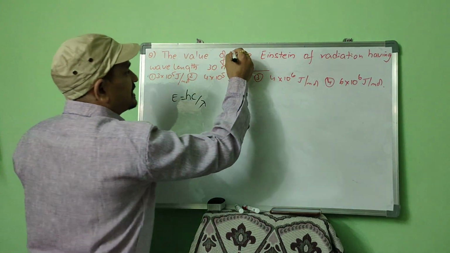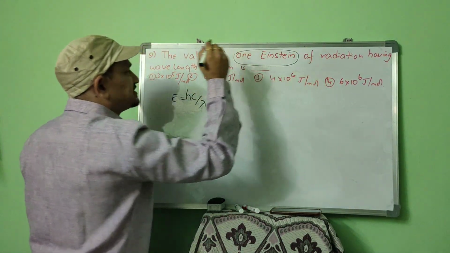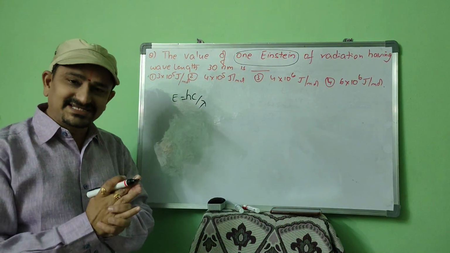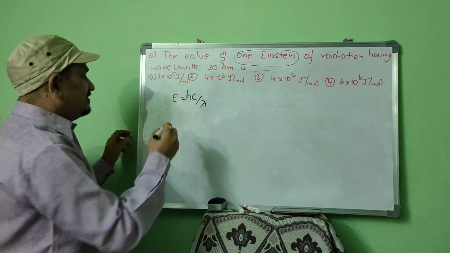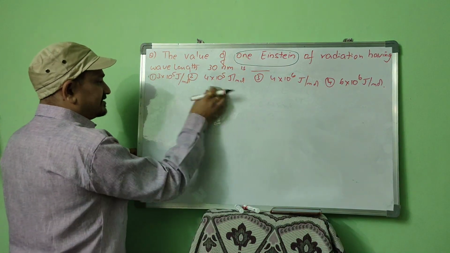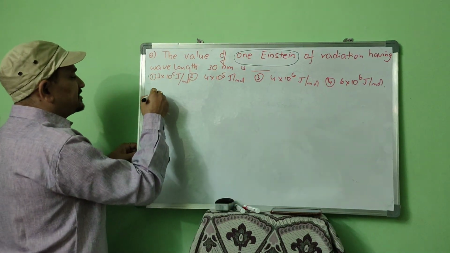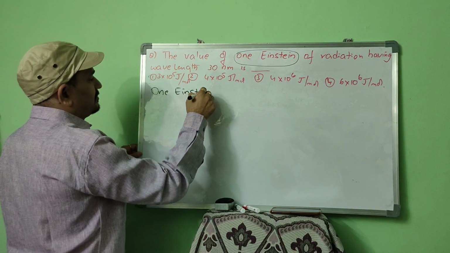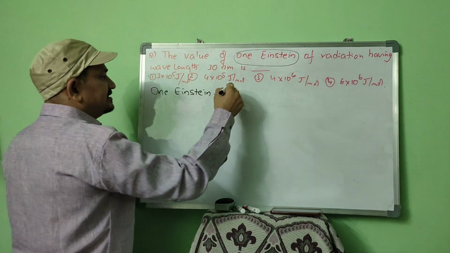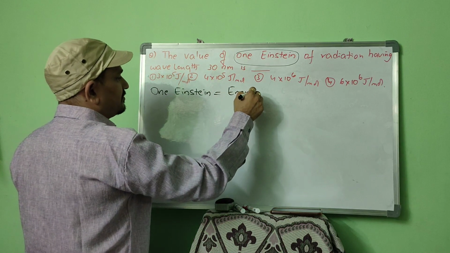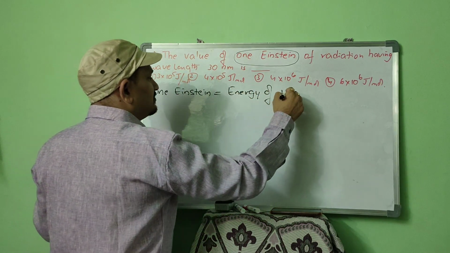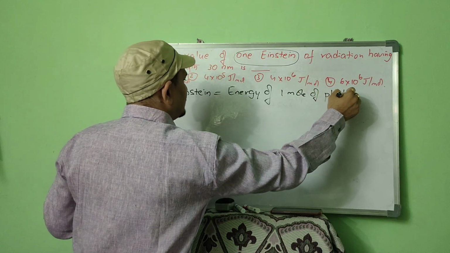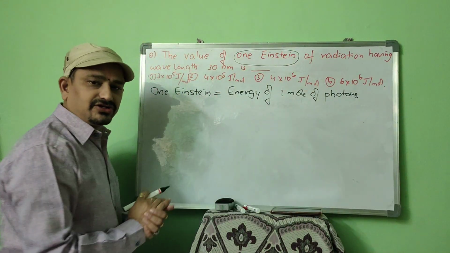First of all, you should understand the word Einstein, 1 Einstein. What's the meaning of 1 Einstein? First you make a note of that one. 1 Einstein is nothing but energy of 1 mole of photons.